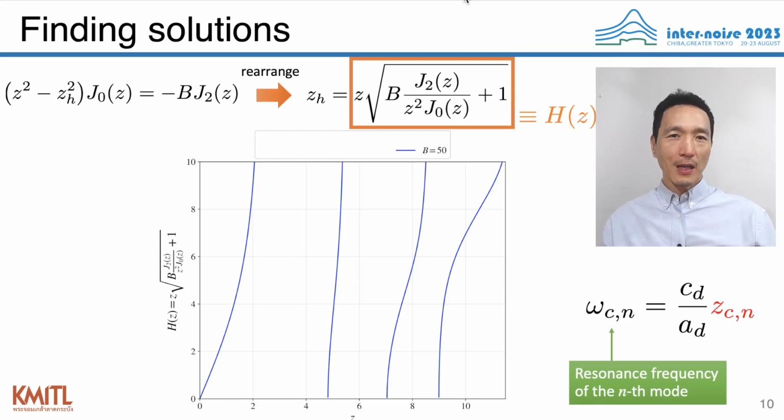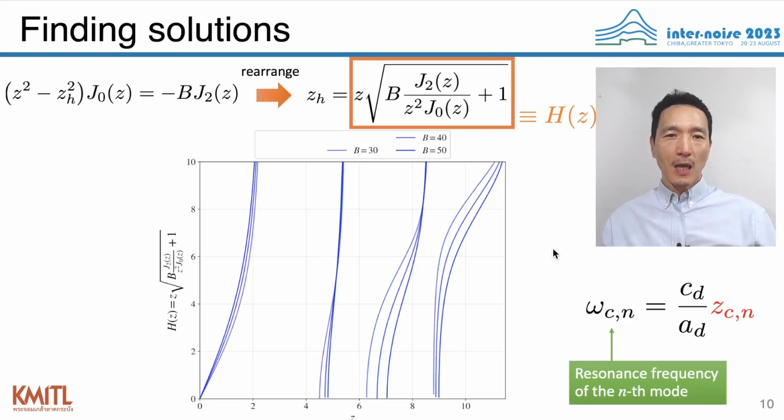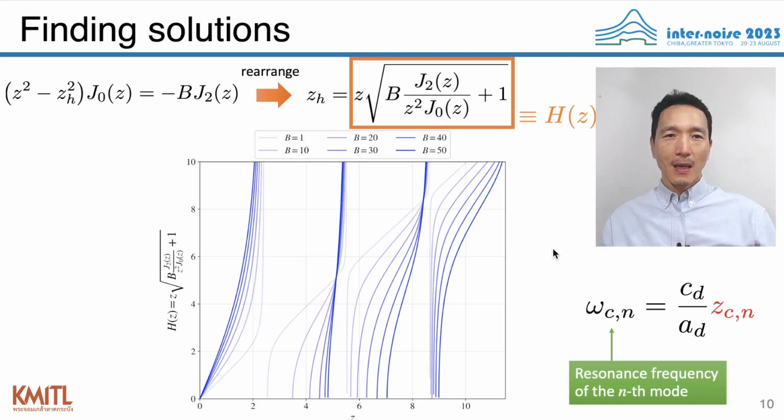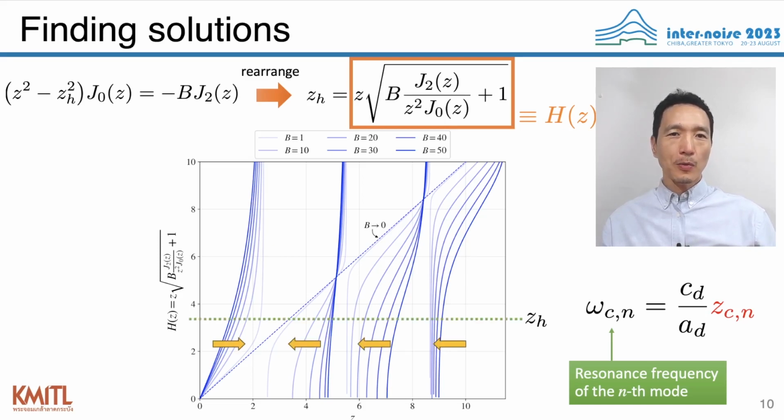Seeing how the function H changes with the value of the constant B is more interesting. I'm now making B smaller all the way down to 1. And if we consider the limiting case of B approaching 0, H will be equal to Z, becoming the identity function. Given this trend of the function H(Z), we can easily see that as we make the value B smaller, the lowest resonance frequency will increase, but those corresponding to the higher modes will decrease.